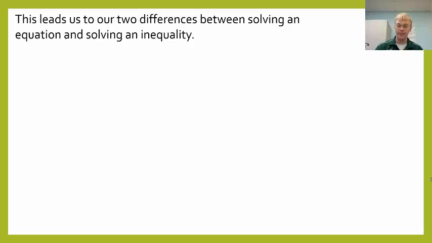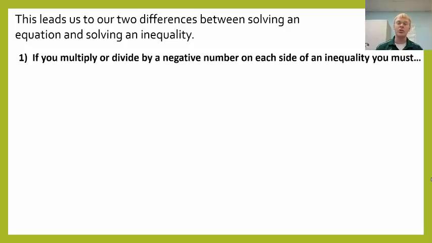Now, the first one has to do with what happens when we multiply or divide by a negative number on each side, and that's important, on each side of the inequality. Let's check it out here. So if I have negative 5x is greater than 25, and I divide both sides by negative 5, that would give me x is greater than negative 5, right?